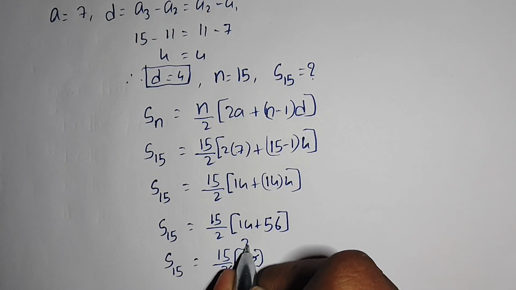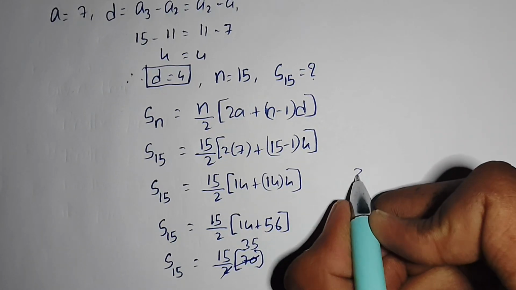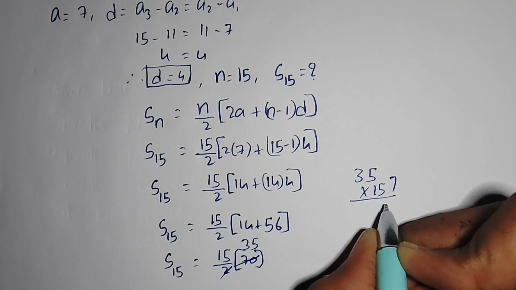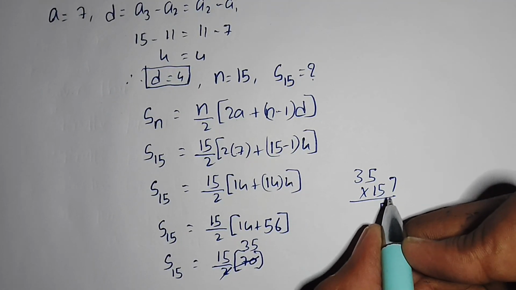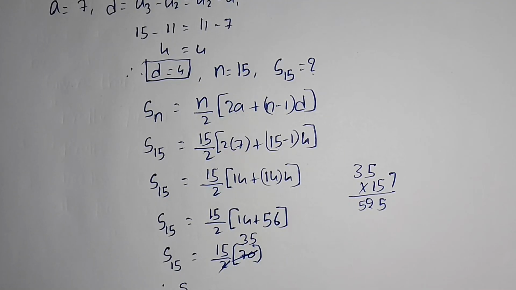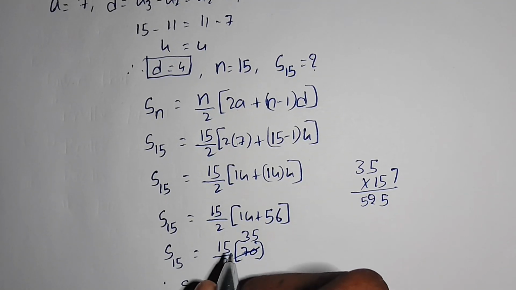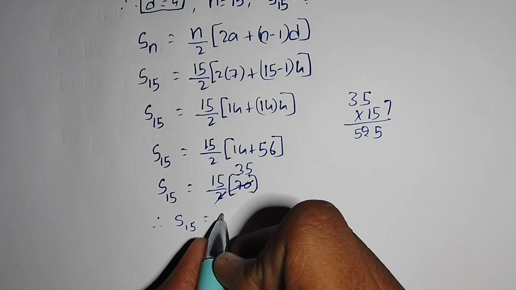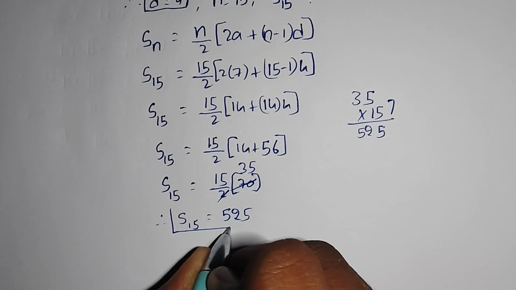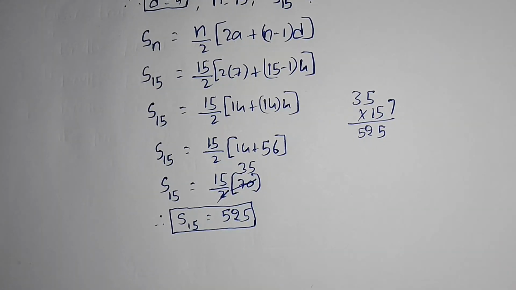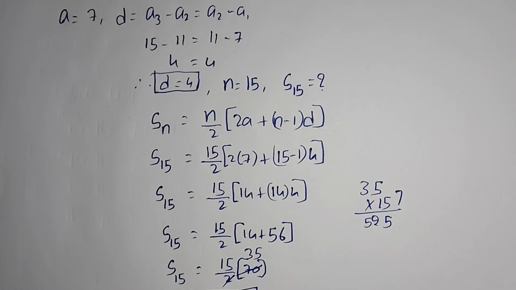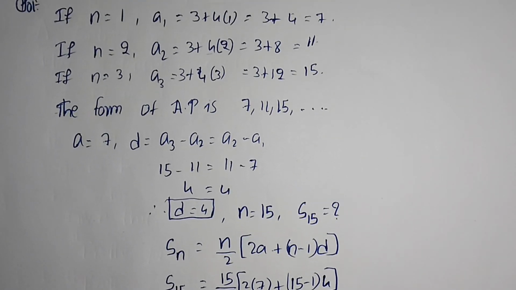Understand? Here 2 into 35 is 70. Now I am going to multiply 35 by 15. 15 times 5 is 75, 15 times 3 is 45, plus 7 is 52. So therefore the sum of 15 terms of the given problem is 525. Understand? So we have completed the first part of this problem. Now let's go to the second part.